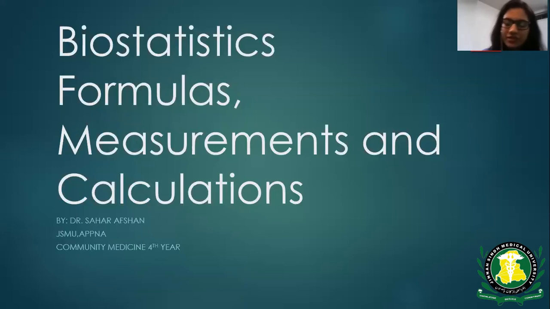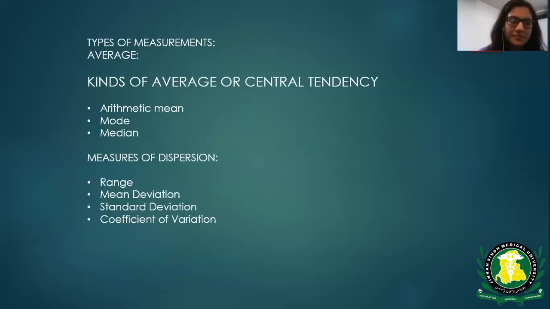So today we're going to be starting from the basic formulas, measurements, and calculations that are commonly used in community medicine, and also that are relevant to fourth year medical students. So: types of measurements, kinds of average and central tendency, and measures of dispersion.